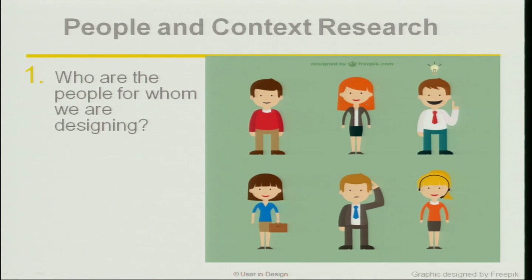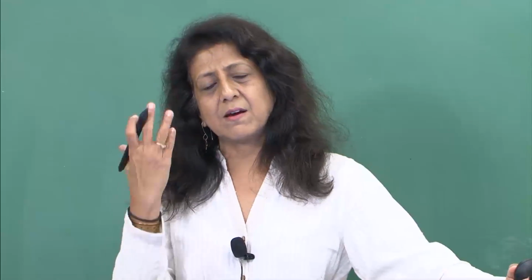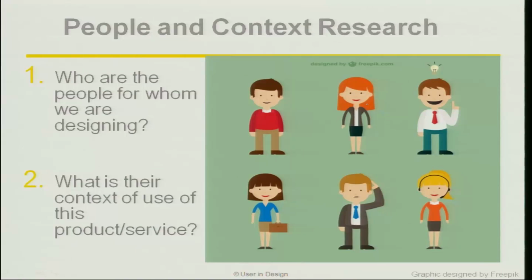If the example that we looked at yesterday, let's say the walking stick or the service that we were designing in order to engage elderly people, who are those people? Yes, fine, they're elderly people, they're retired people, they're senior citizens, but exactly who are they? What is their mindset? What are their priorities? What do they like? What do they dislike? So that is the first thing we need to understand.